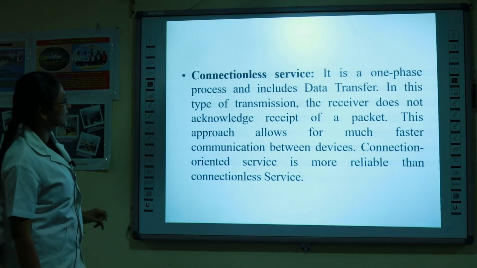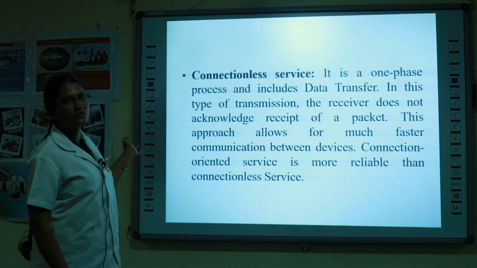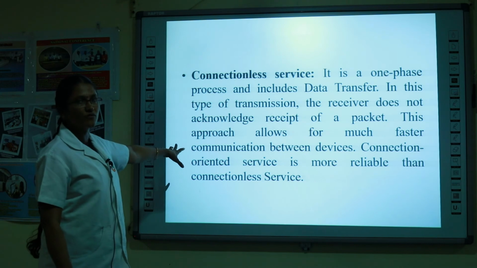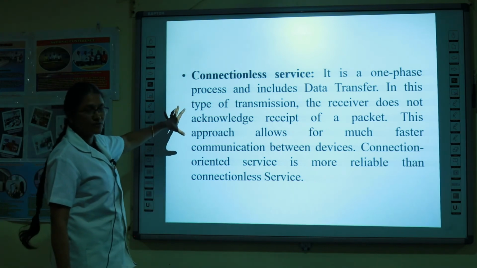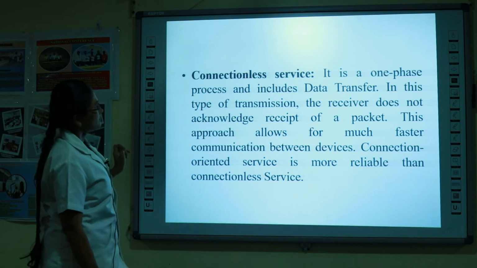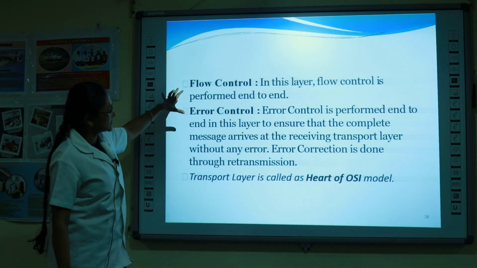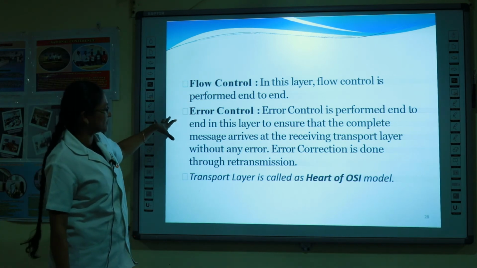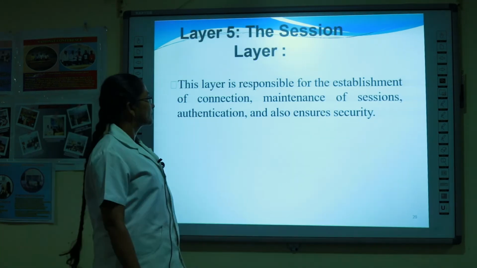The second one is connectionless services. There is no acknowledgement from receiver to sender, so that is unreliable. Compared to connectionless services, connection oriented services are a faster way to transmit the data. So, TCP has the functionality of flow control and then error control. These are the 2 functionalities followed in the transport layer.